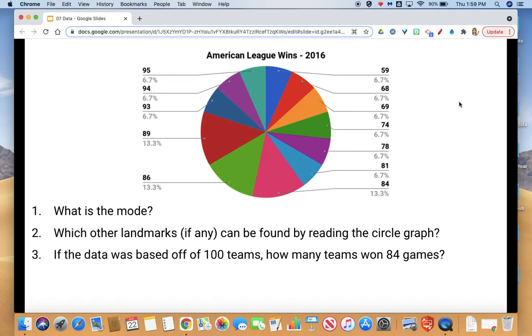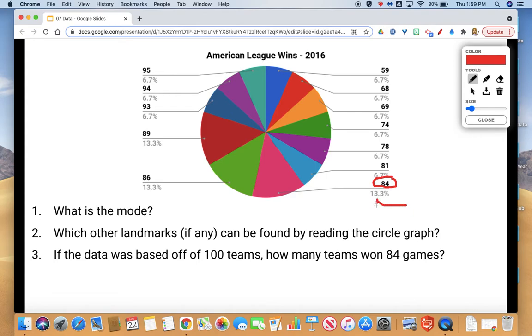If the data was based off of 100 teams, how many teams won 84 games? Let's look for 84. The percent, if we're comparing this to 100 people, it's about 13 teams. Now, of course, it's a little bit over 13, but we don't want to round up there. We want to round down. We could say 13.3 teams, but it's safer to round down to 13 teams.